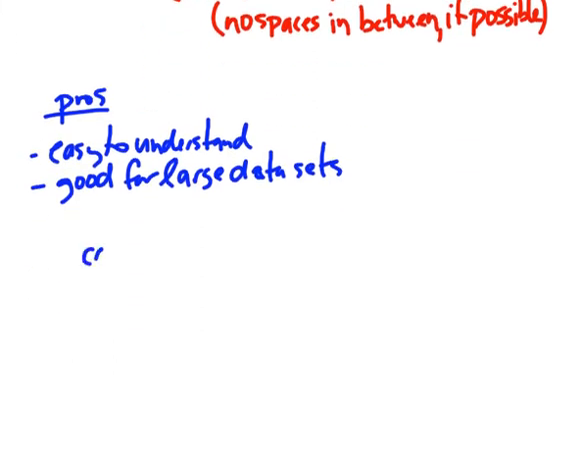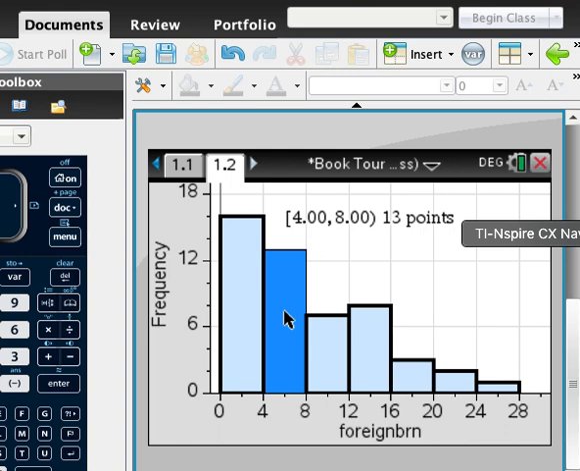The cons, or things that are not necessarily good about a histogram, is you actually lose the original data. And we'll be able to contrast that with what we talk about in a little bit. The data is actually lost. If we go back to this, the only thing we can really tell is that there are 13 points between 4 and 8. We don't necessarily know what those numbers are unless we have the accompanying data set. So we do lose the data for simplicity of the graph.